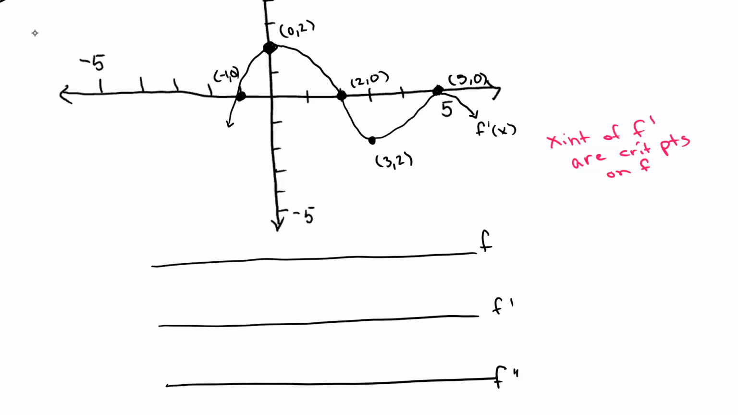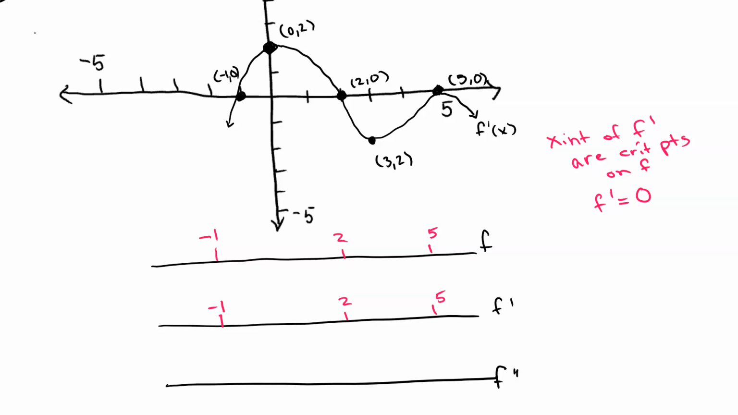So we've got x-intercepts at -1. Just make that a little better. So I'm going to go ahead and put that on my original one as well. At 2. And at 5. And each of those pink points are going to be where f prime is equal to 0.